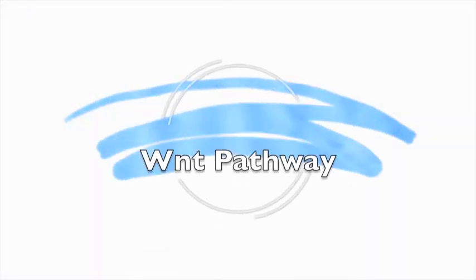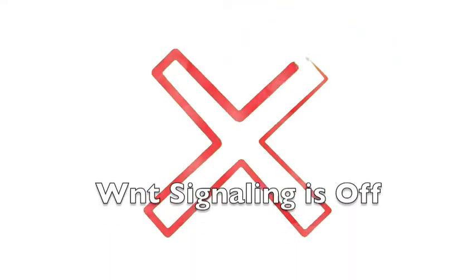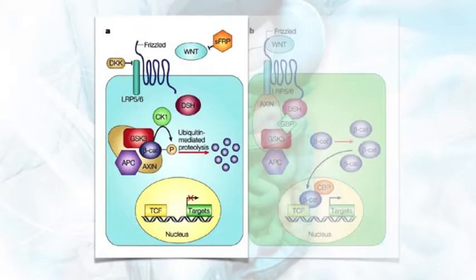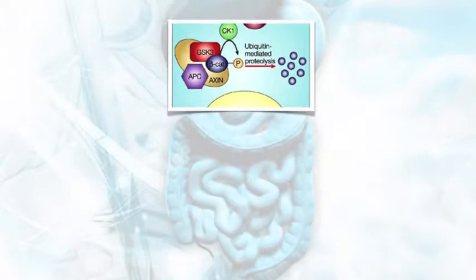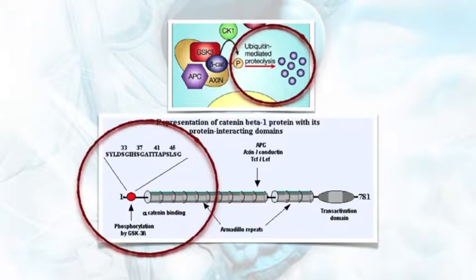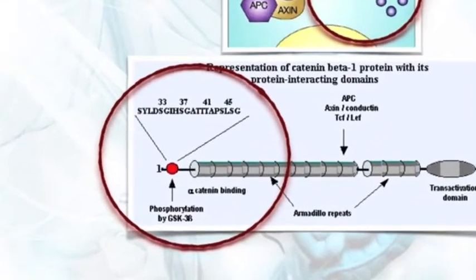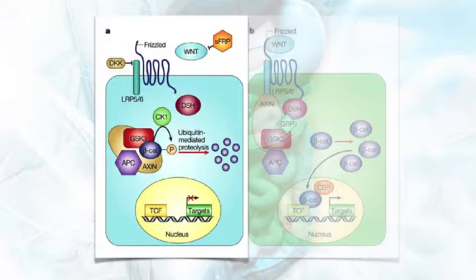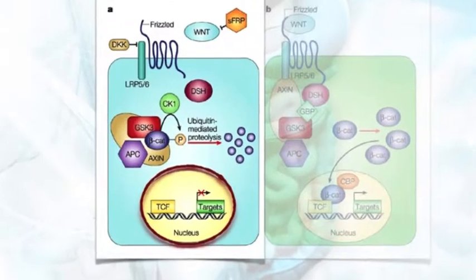The WNT pathway regulates the stabilization of beta-catenin. Let's go through it step by step. When we have a functional APC protein, the WNT pathway is inactive. A destruction complex consisting of the APC, another protein called axin, and the enzyme glycogen synthase kinase 3, or GSK3, along with the enzyme casein kinase 1, or CK1, phosphorylates beta-catenin. Beta-catenin is phosphorylated at serine residues in its N-terminus and degraded. When beta-catenin is phosphorylated, there is no transcription of its target genes in the nucleus.